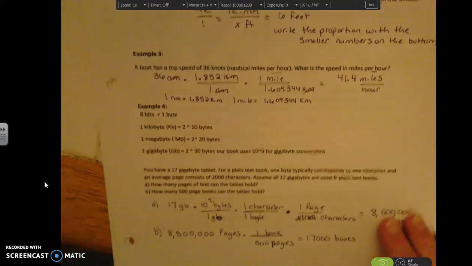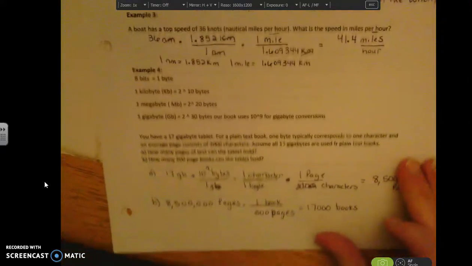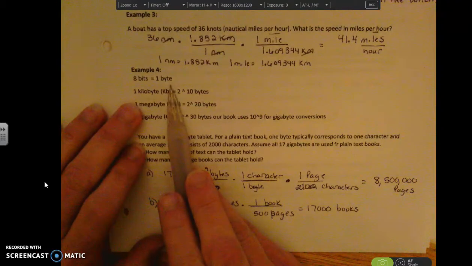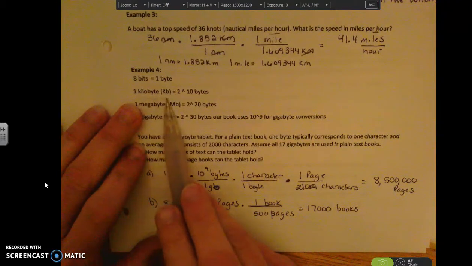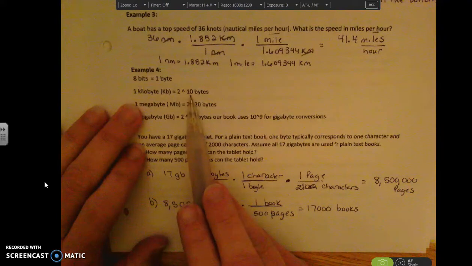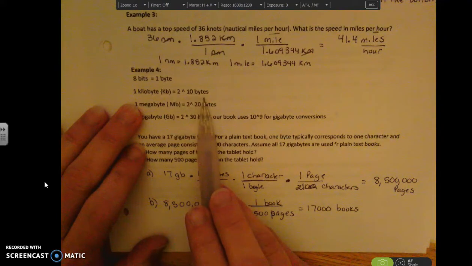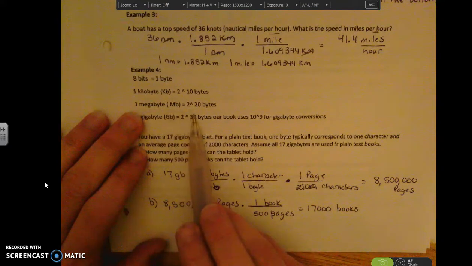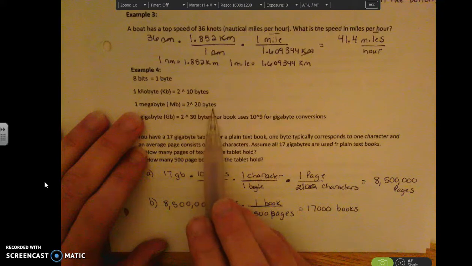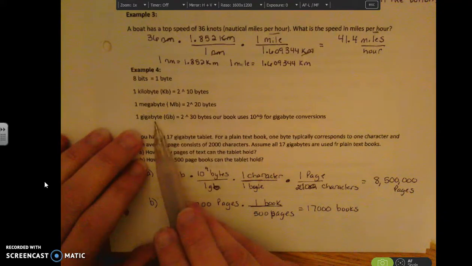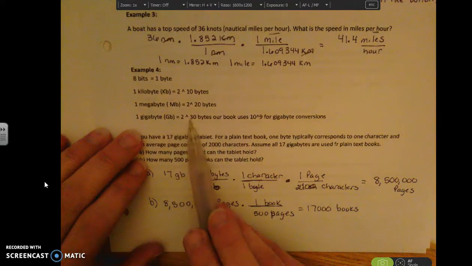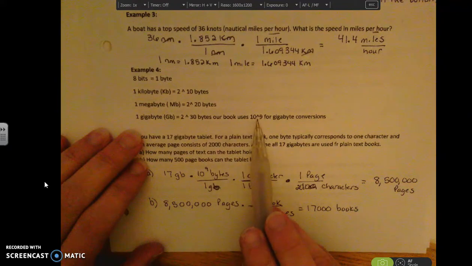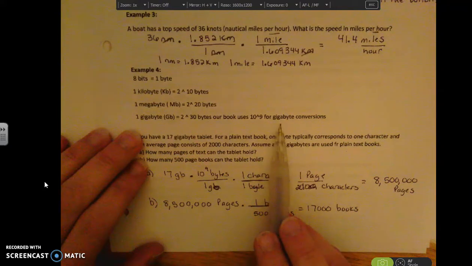Alright, so here's another example. This gives you some conversions. 8 bits in a computer is equal to 1 byte. 1 kilobyte is about 2 raised to the 10th power bytes. 1 megabyte is equal to 2 raised to the 20th power bytes. And 1 gigabyte is equal to 2 raised to the 30th power bytes, but in our book they use 10 raised to the 9th for a gigabyte conversion.